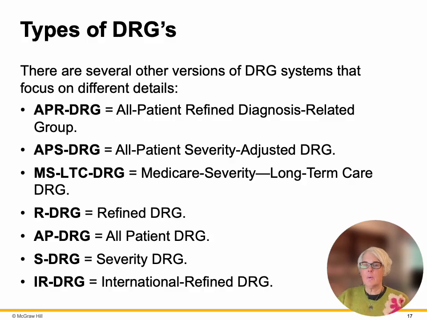Each system has its own rules and groupers, but the basic idea is the same. Use diagnosis and procedure codes plus factors like CCs and MCCs to group patients in a way that supports fair payment and comparative data.